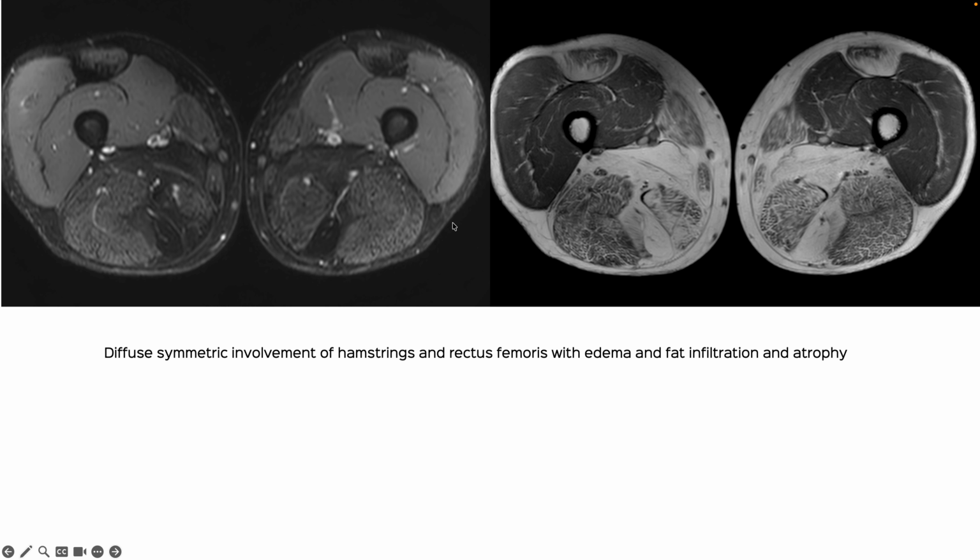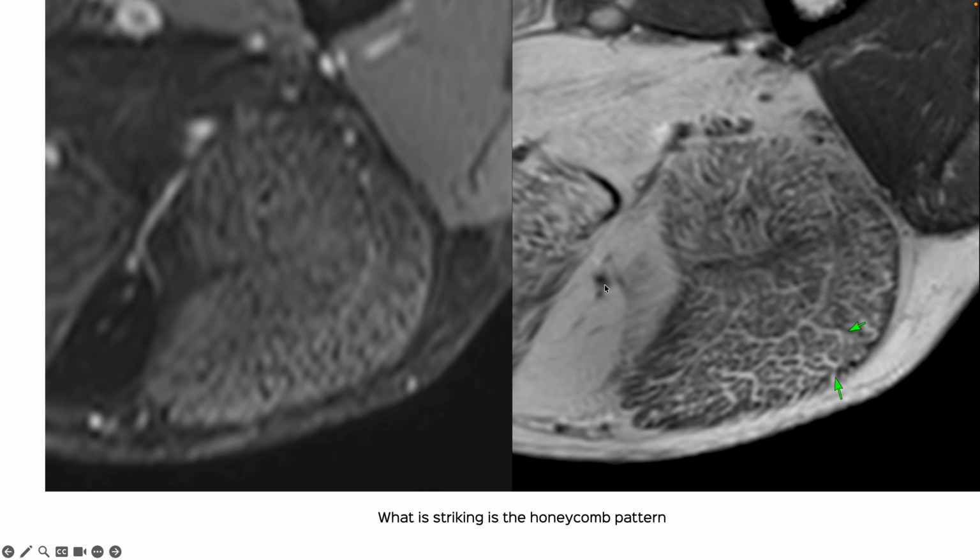And so we've done the whole myositis protocol, which I had detailed in case 21, and I will show a link in the top right sometime somewhere in this video. But you can see here this classic honeycomb pattern involving the hamstrings. There is involvement of the rectus femoris, but the vastus muscles are spared.